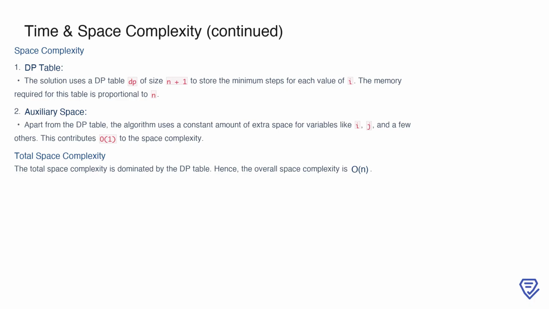Additionally, the algorithm uses a small number of auxiliary variables, such as i, j, and a few others, which require constant space.